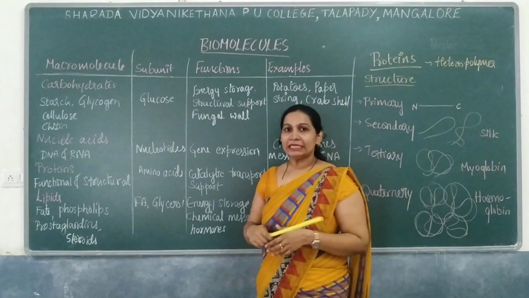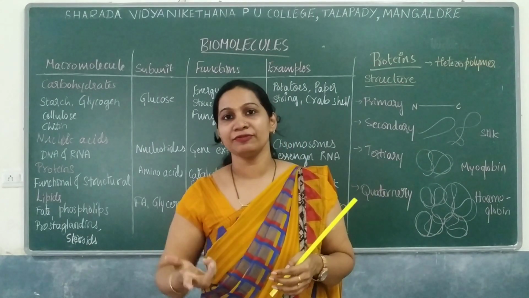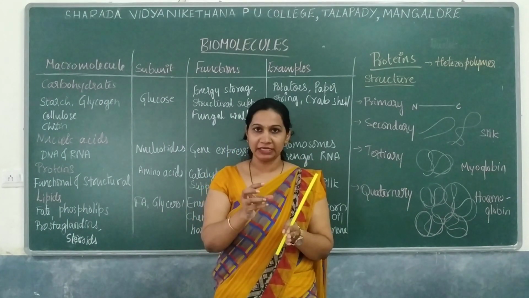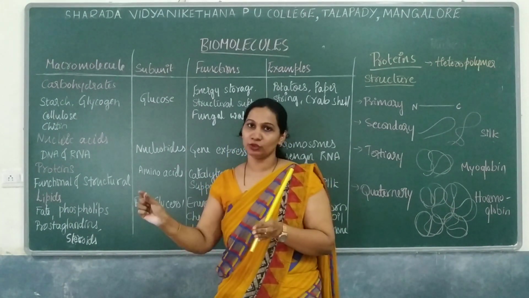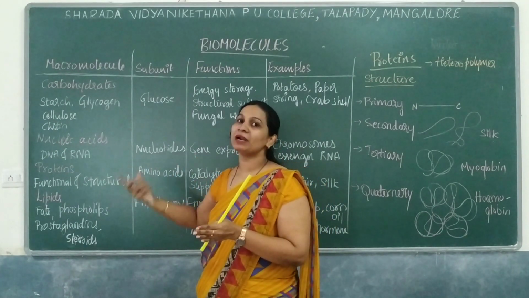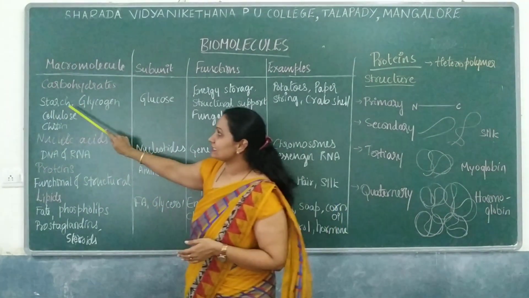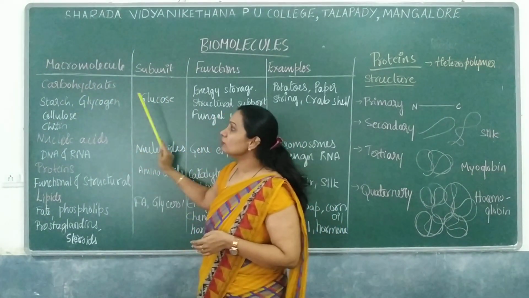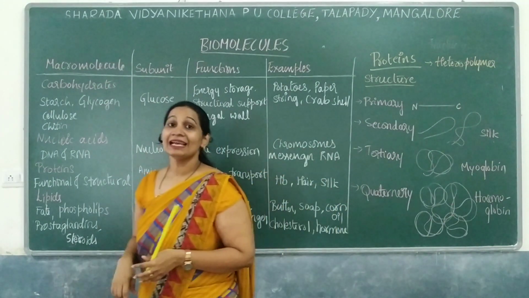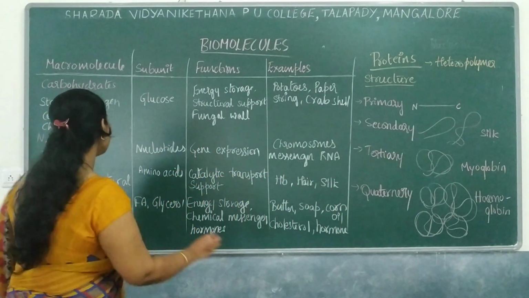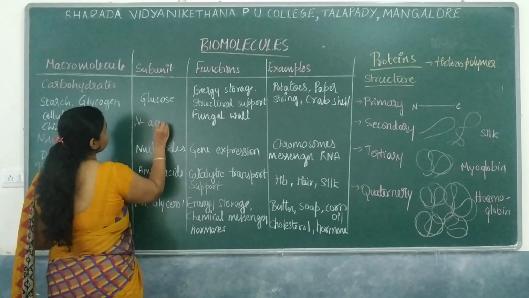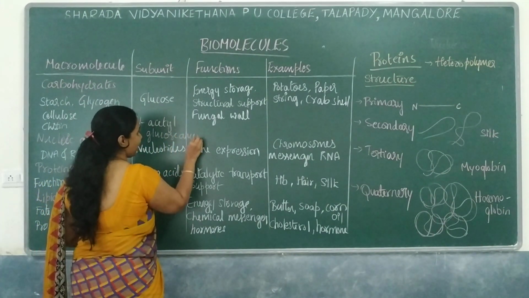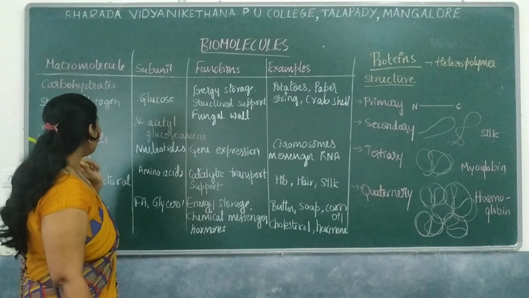See, carbohydrates were mainly classified into homopolysaccharides as well as heteropolysaccharides. Homo means they are made up of only one unit. Hetero means they are made up of multiple units. Starch is made up of glucose, glycogen is made up of glucose, cellulose is made up of glucose, whereas chitin is mainly made up of N-acetyl glucosamine, that is mainly the monomer of chitin.